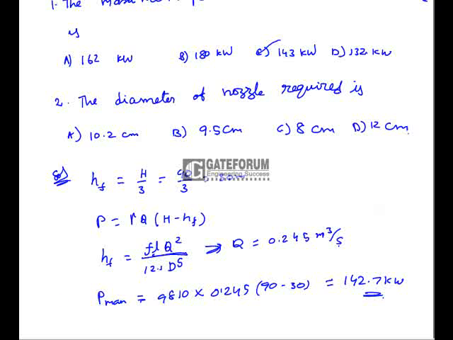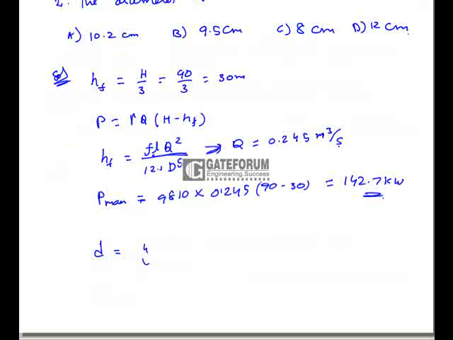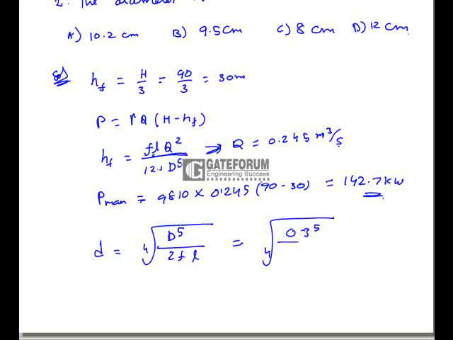Coming to the second question, we have to find out the diameter of the nozzle. Here the diameter of the nozzle is given by the 4th root of D power of 5 by 2FL, which is equal to the 4th root of 0.3 power of 5 by 2 into 0.03 into 500 meters. So it gives a value of 0.0949 meters or 9.49 centimeters. So in the options, the right option is B. B is the right answer.